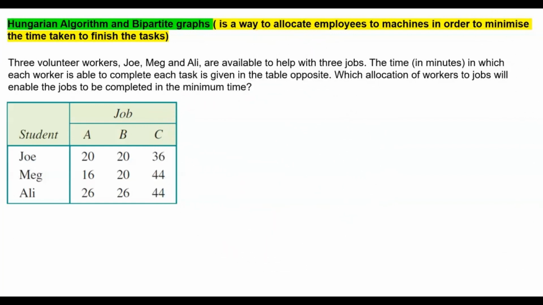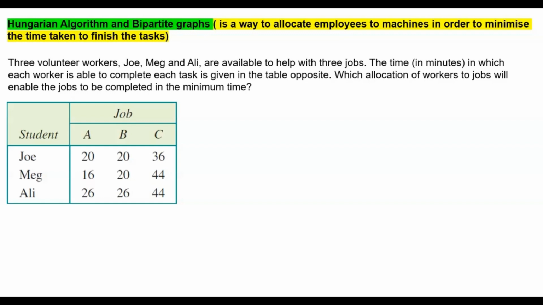The Hungarian algorithm and bipartite graphs, well, what is it? Where do we use it? It's a way to allocate employees to machines in order to minimize the time taken to finish the tasks. In other words, in real life, you want to be efficient, especially if you're a supervisor, so you want to make use of your employees and make use of which employee suits a particular machinery in order to get things done in an efficient way, and time is gold.